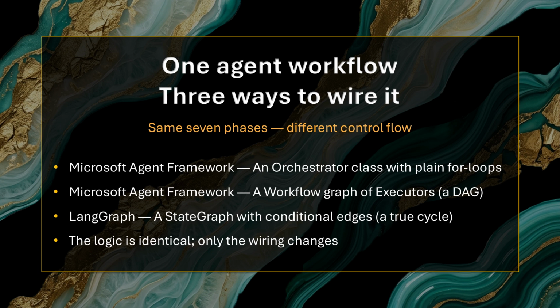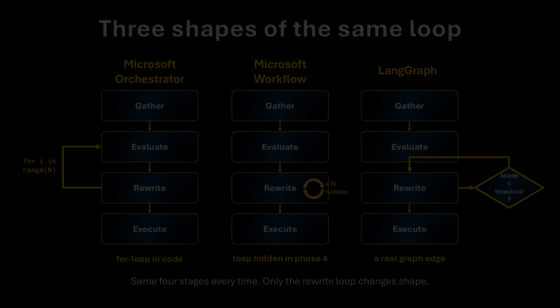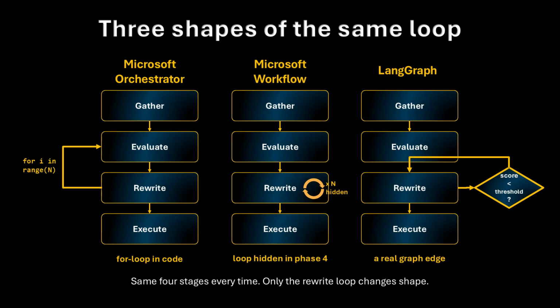Then LangGraph gives us a third, a StateGraph with conditional edges. This one is a true cycle, so unlike the DAG, it is allowed to loop an arrow straight back to an earlier step. The logic is identical in all 3. Only the wiring changes. Here are the 3 side by side.